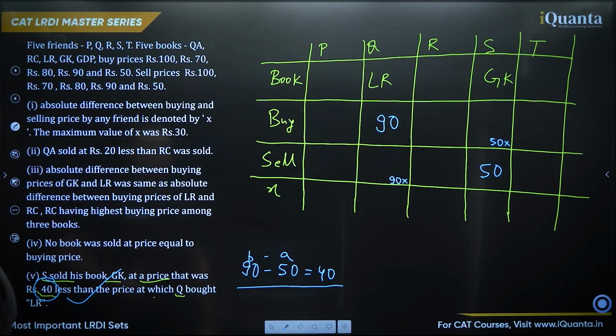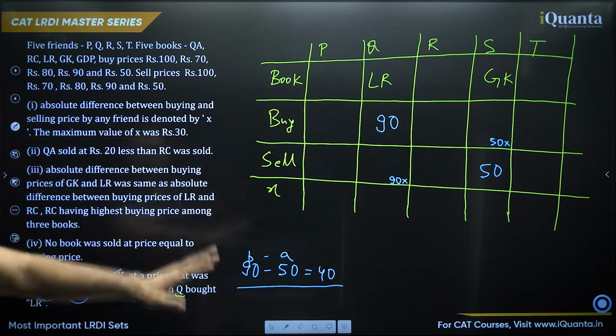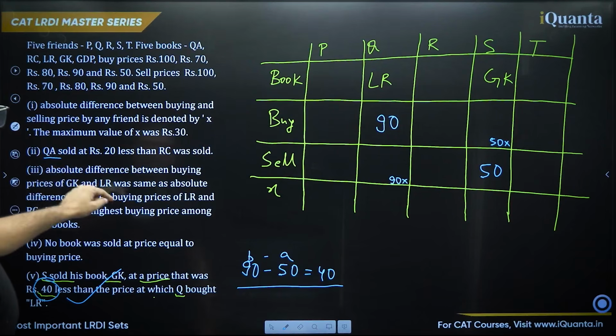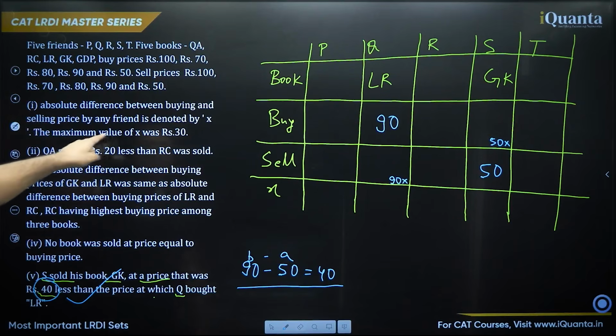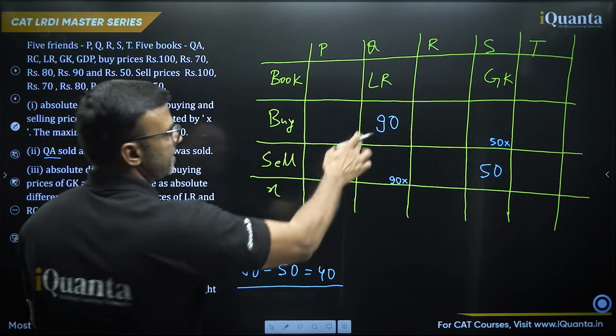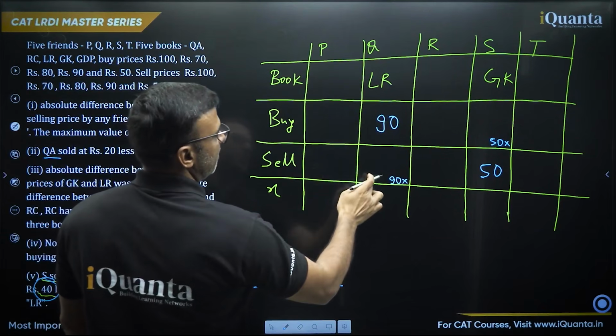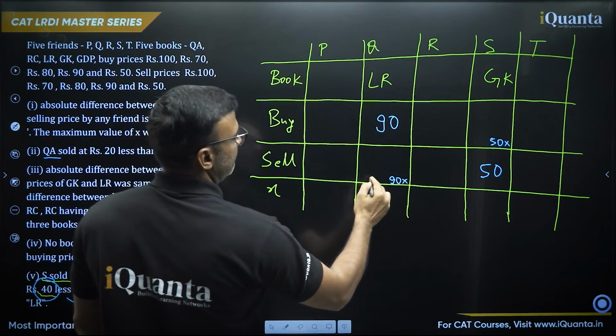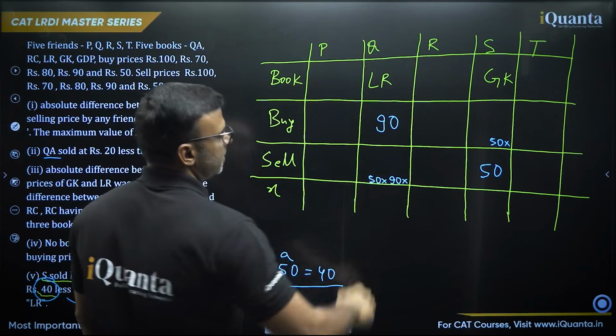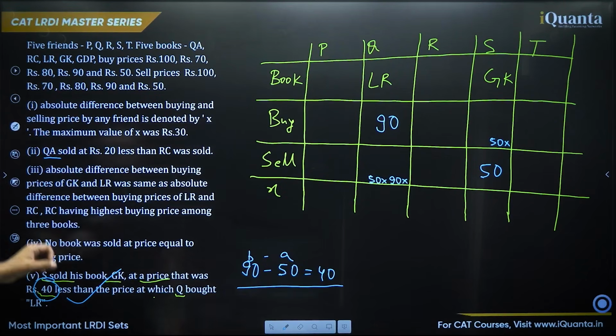Now, let's read again from the beginning. So one piece of information that we knew, we have already put it here. QS sold at rupees 20 less than RC was sold. Is there anything that we can do? Not yet. Maximum difference is 30. So we cannot do anything as of now, right? There is another thing. If it is 90, the difference cannot be more than 30. So this cannot be 50. Very good. So 90, 50, both are not possible.